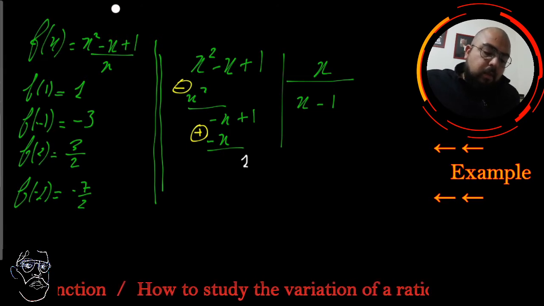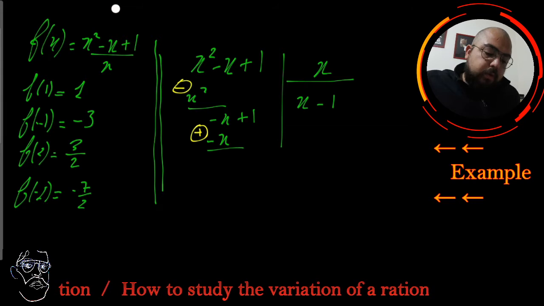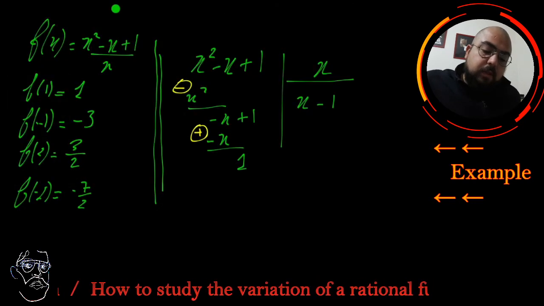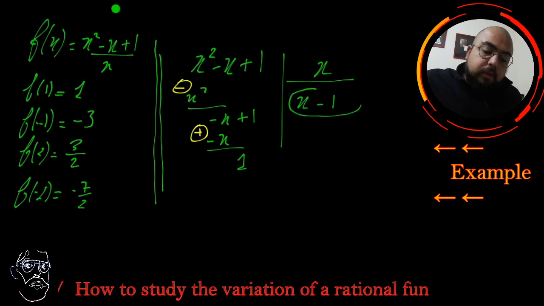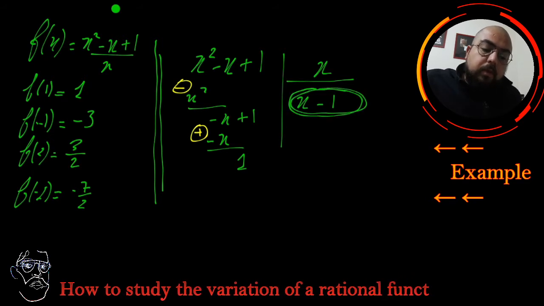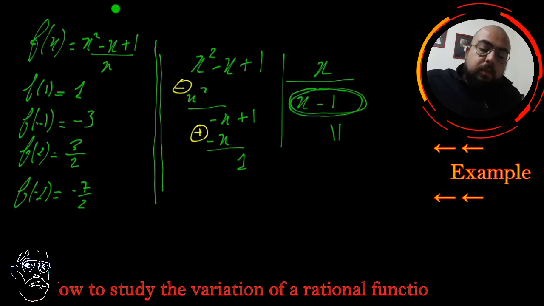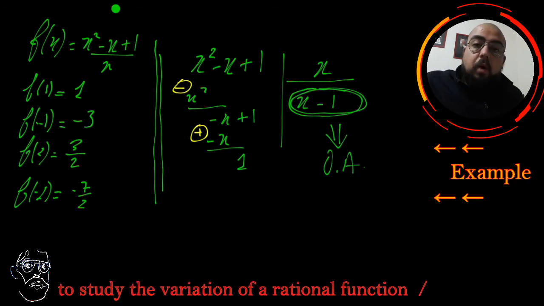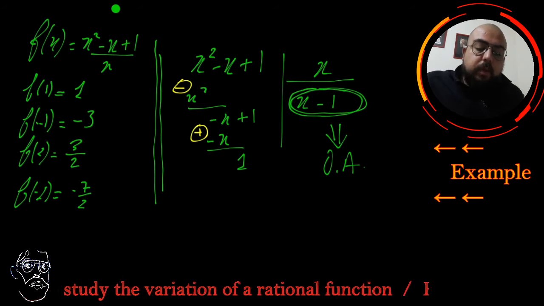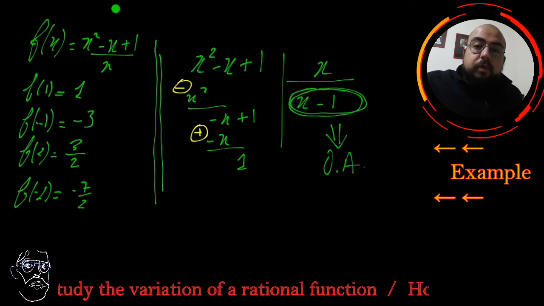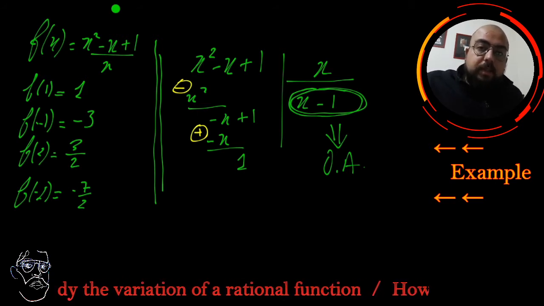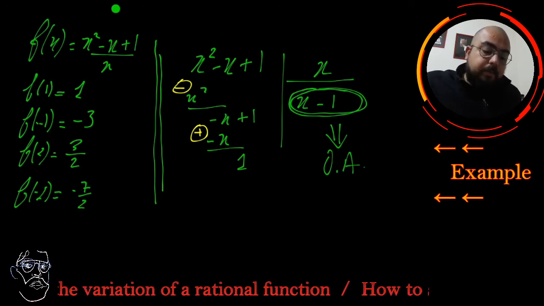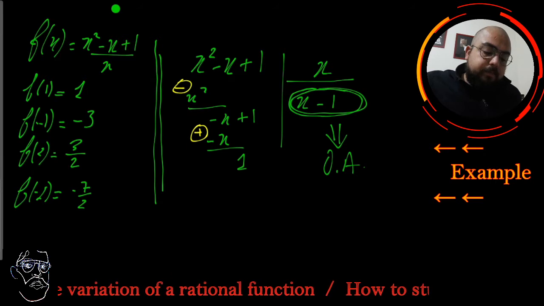Alright. Now, what you can actually deduce from this division is that x minus 1 will be your oblique asymptote. X minus 1 will be the oblique asymptote. This is how you find the equation of your oblique asymptote. How are you supposed to verify that this is actually your oblique asymptote? It is very simple.